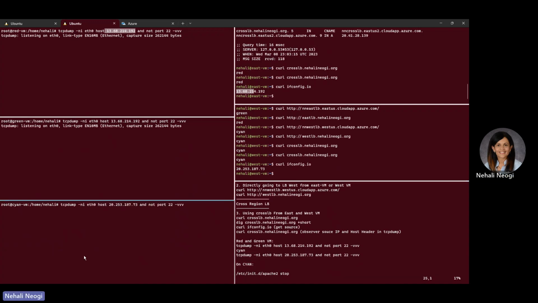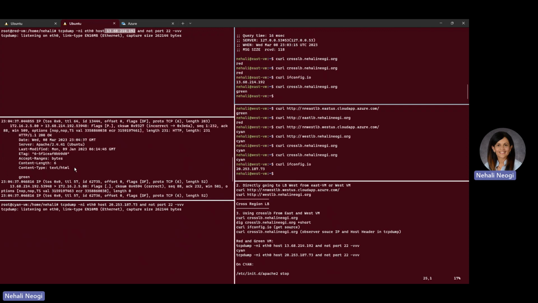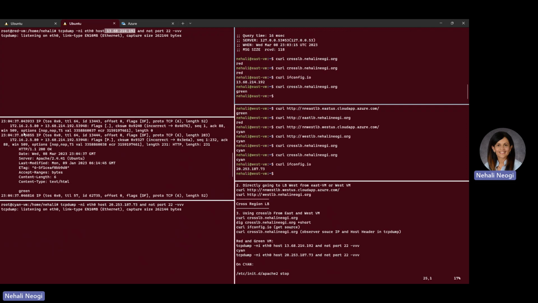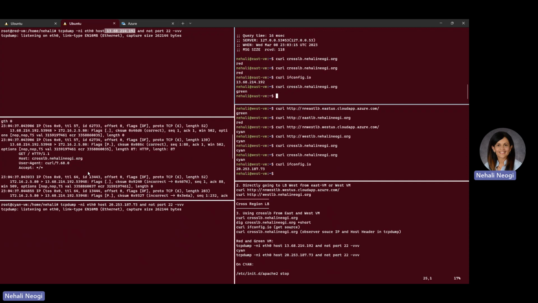All right. So now when I run the curl command again for the cross-region LB, let's see which VM it picks up. It picked up green. And let's look at what it got as a source IP. So we could see that the source IP is preserved over here. Let's look at the source IP again, 1368, and you can see that the source IP is preserved, and the VM sees the actual IP. And then you can also see the host header.